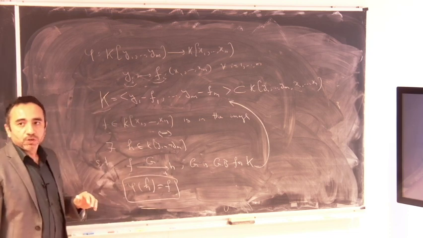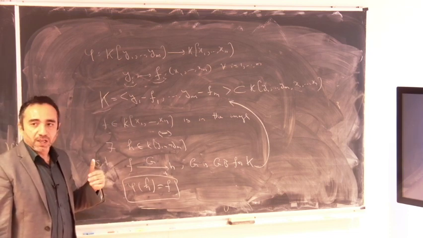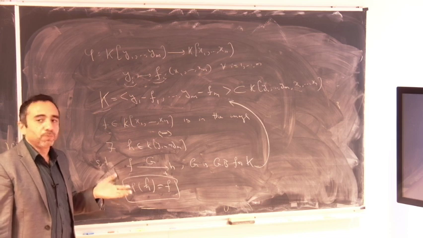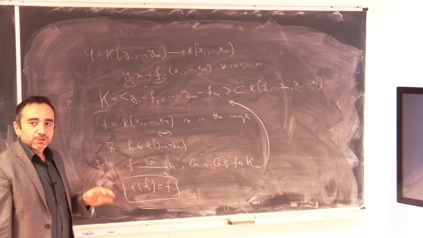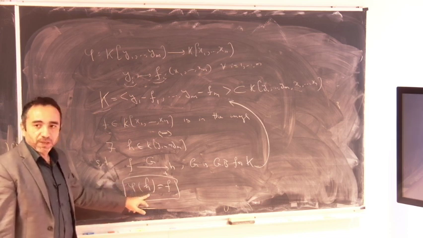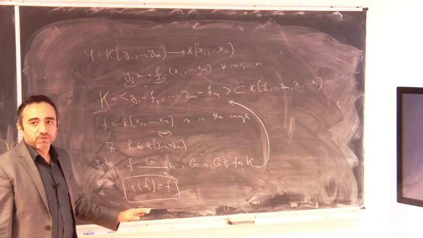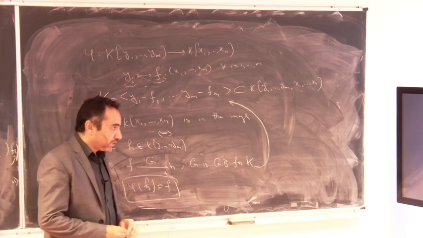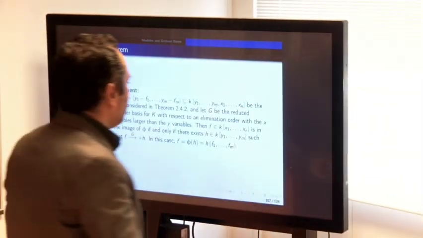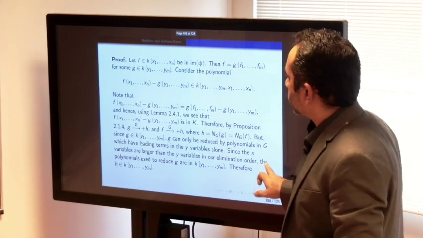So this is how we can check whether a given element, a given polynomial, belongs to the image or not. Not only this, but we also find exactly the element to which we apply phi to get that particular f. So this result is also there, its proof is there, you can go through it, and there would be some examples as well.